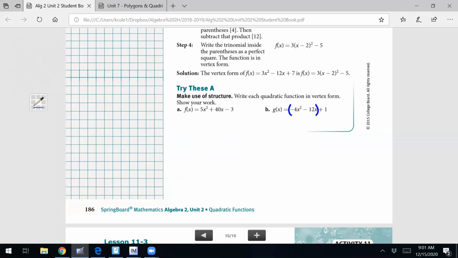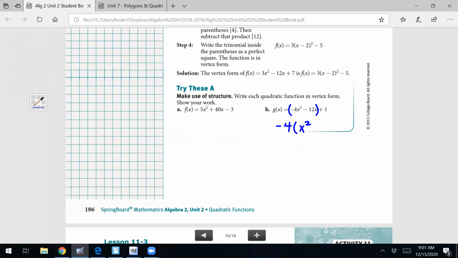Okay. What do negative 4x squared and negative 12x have in common? Good. And you see how it's negative? I still want it to be negative. So just like with the other ones, a is going to stay the same. So we take out that negative 4. When we take out that negative 4, that's going to leave us with x squared.